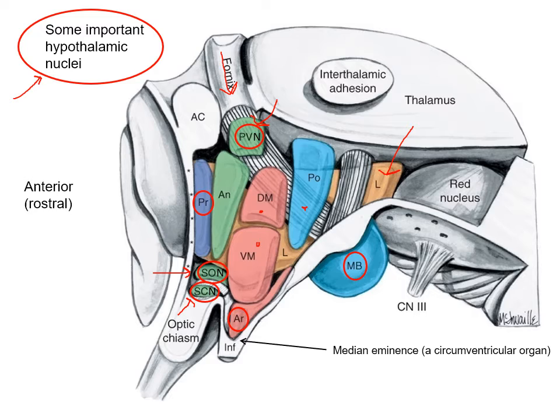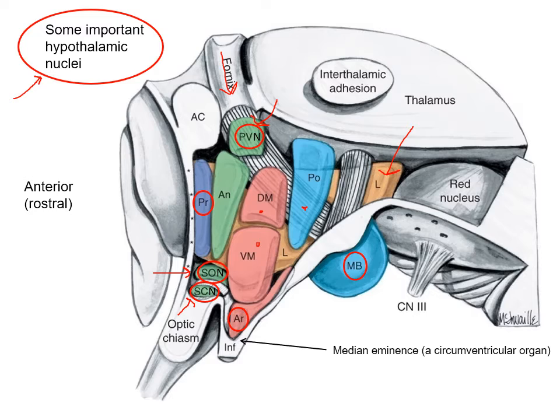Both of these nuclei, the PVN and SON, paraventricular nucleus and supraoptic nucleus, produce and secrete both of these hormones, oxytocin and antidiuretic hormone. And I'll review that again in an upcoming slide because these nuclei, the PVN and SON, are the nuclei that control the posterior lobe of the pituitary gland. And I'll summarize that in an upcoming slide.